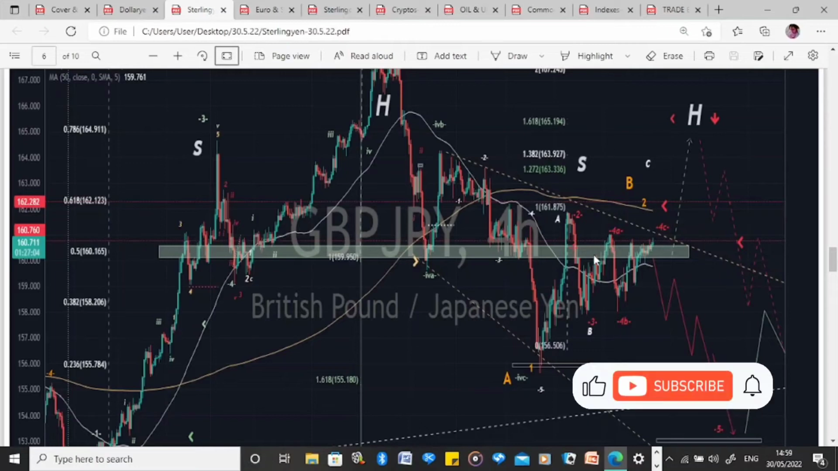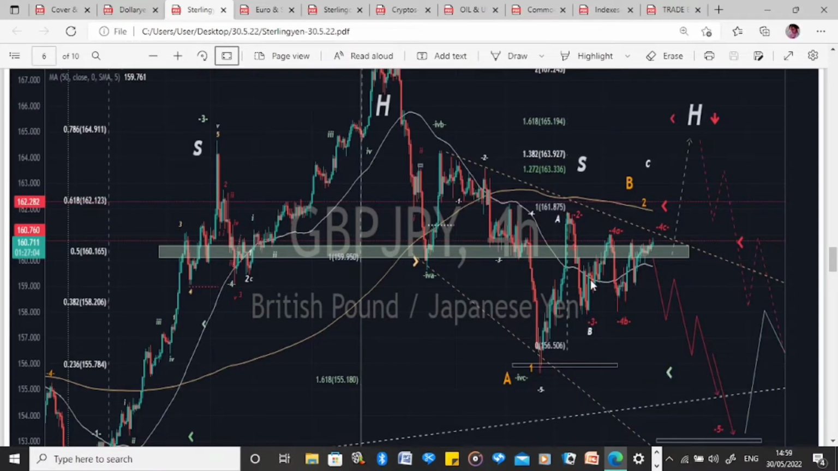So let's again recap both scenarios. You can have a bullish scenario that we will be trading, and then you can have a bearish scenario at this level in the 200-point moving average. Let's look at what we will be trading in the first place.